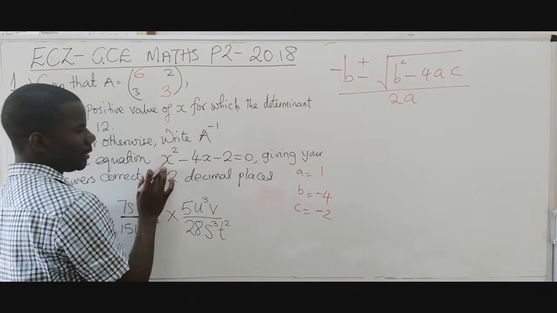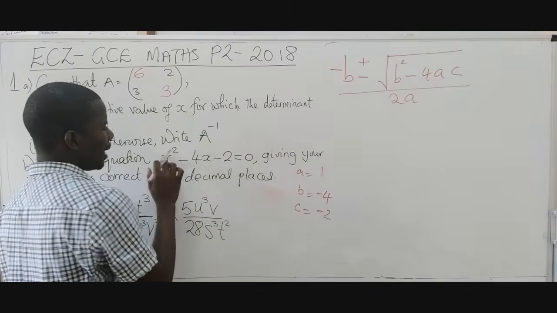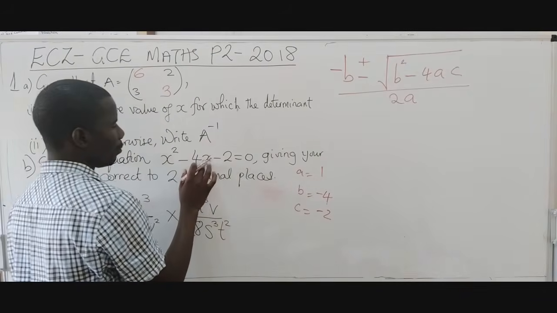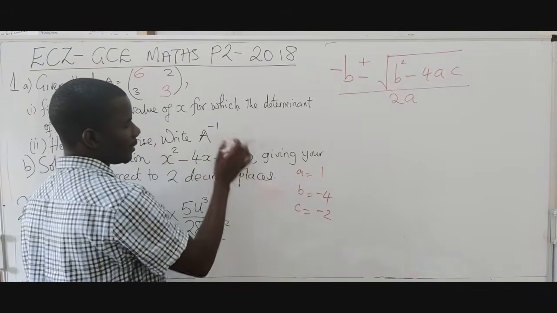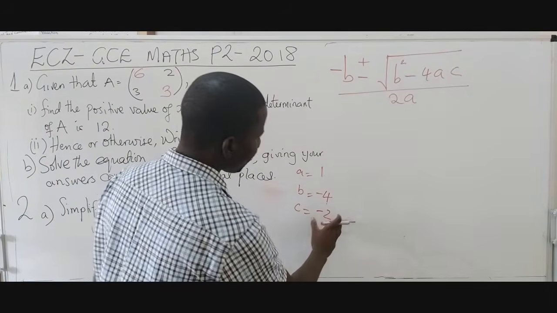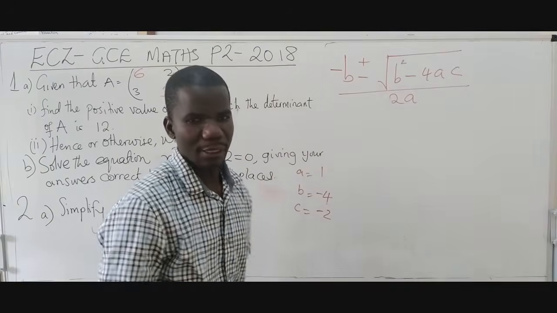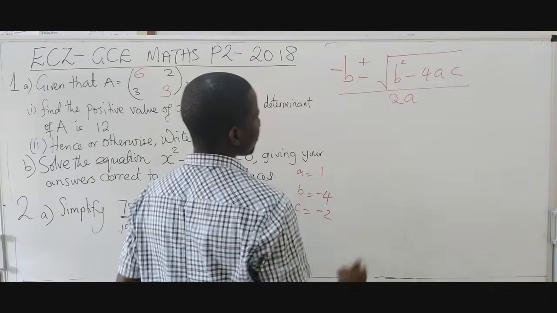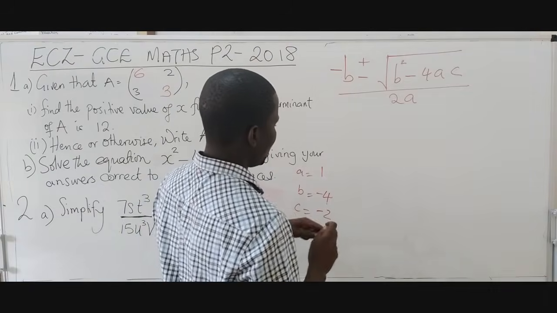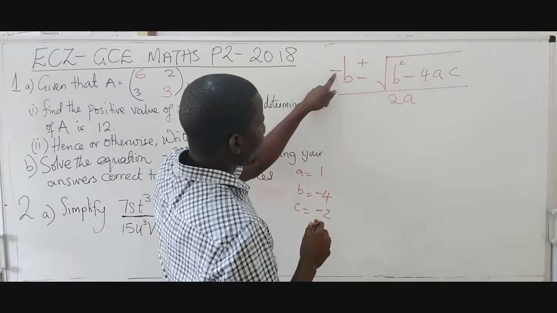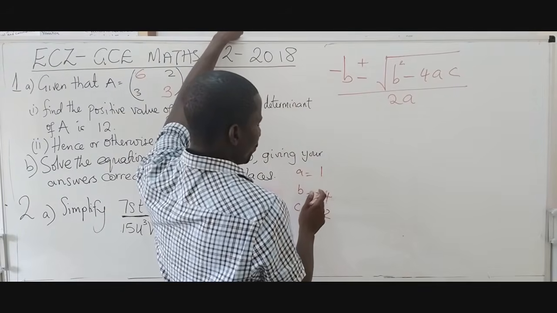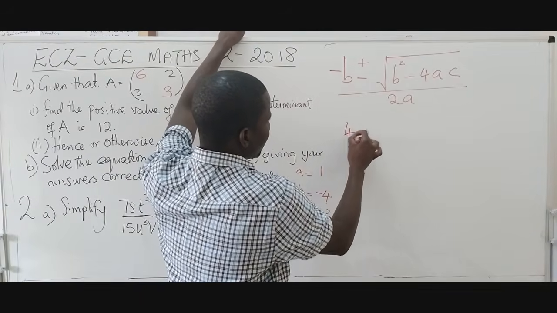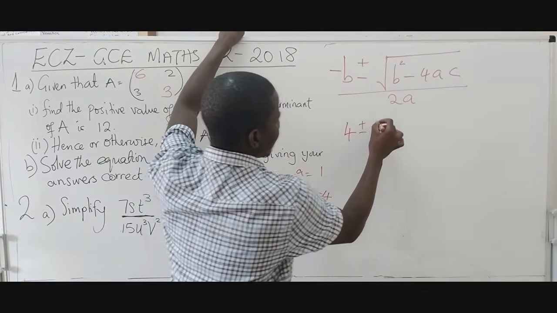We are getting these. Our A is the coefficient here. Our B is the coefficient of x. Then C is the constant. Once we have this information, then we put it in the formula. That's all. So for B, this is a negative, and here we have a negative on the formula. Because of this minus and this minus, we are going to have a positive 4. So we can say positive 4 plus or minus.